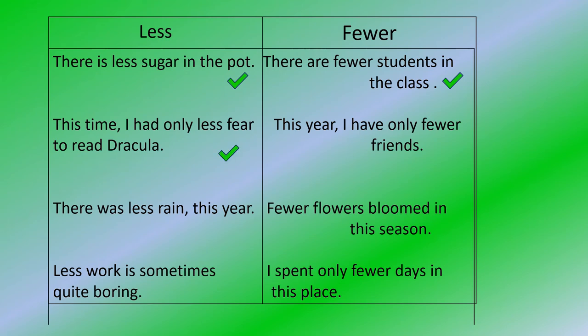The third sentence, this time I had only less fear to read Dracula. Here fear, the uncountable noun, is introduced with the help of the determiner less. At the same time, less gives us a comparison which is evident in this sentence. It's directly present in this sentence. This time I had only less fear.